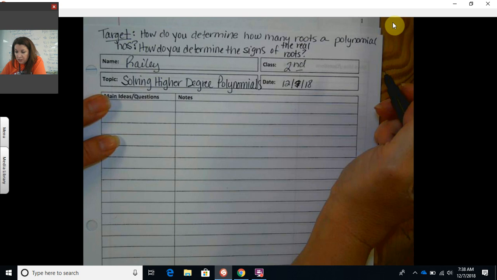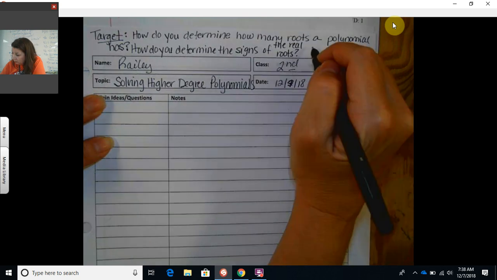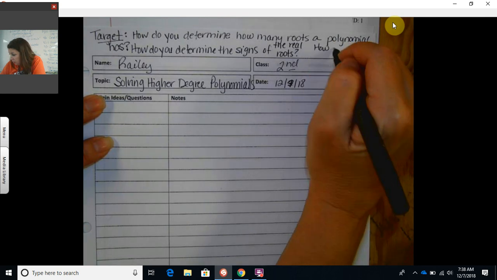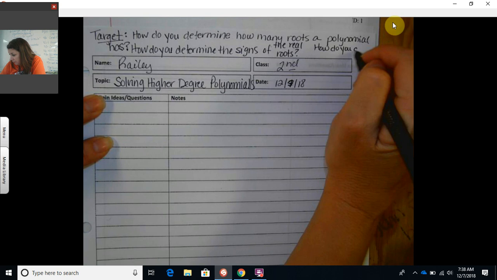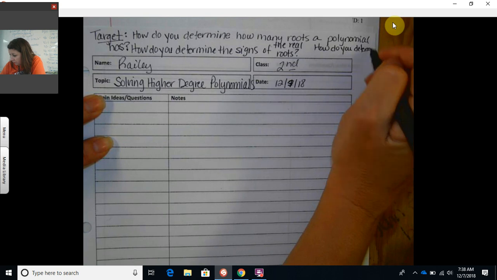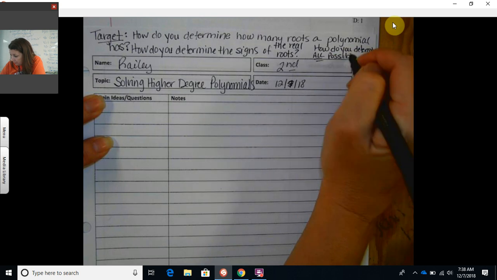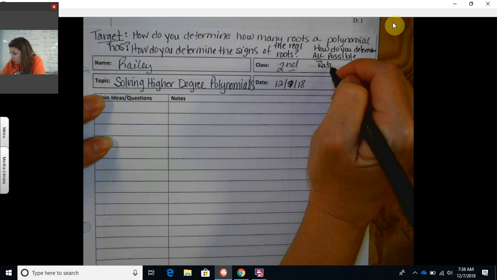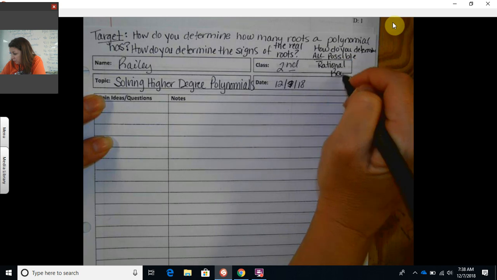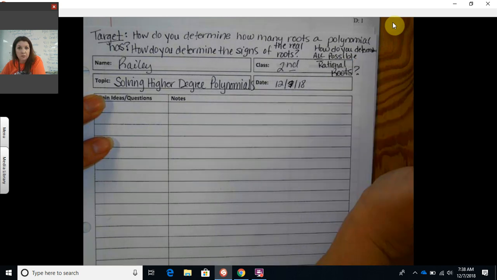And how do you determine all possible rational roots, which I've got to fit in this little space up here? How do you determine all possible rational roots? So my notes already look messy, but what do you do?